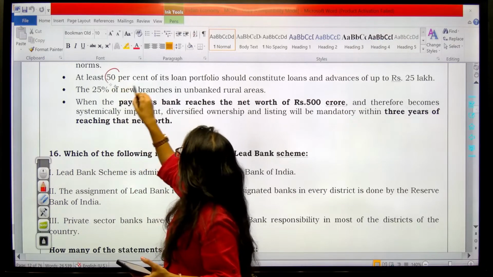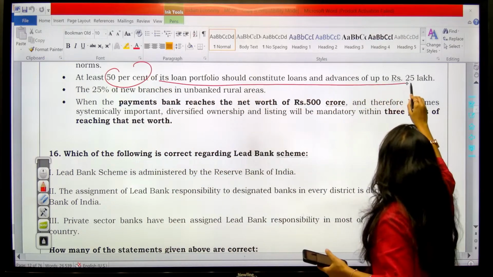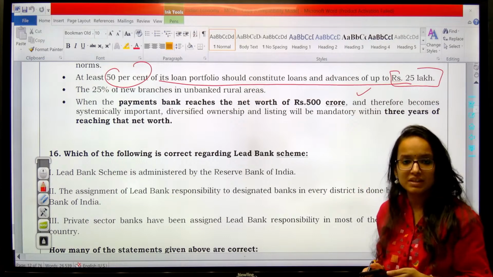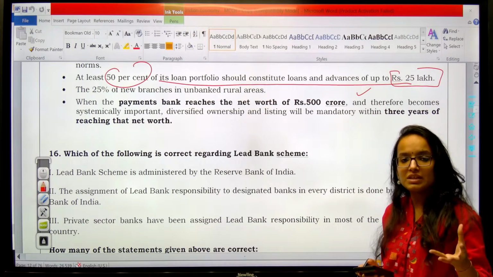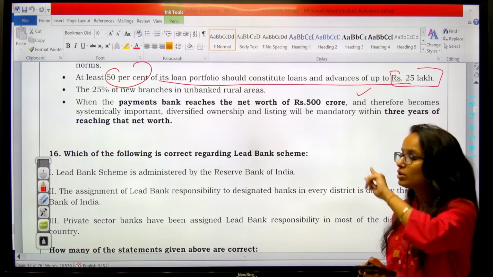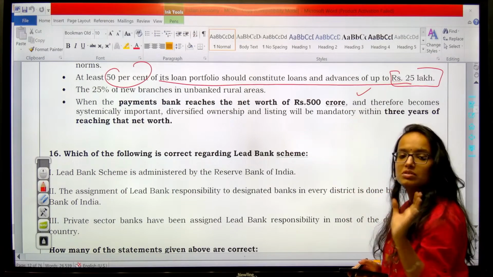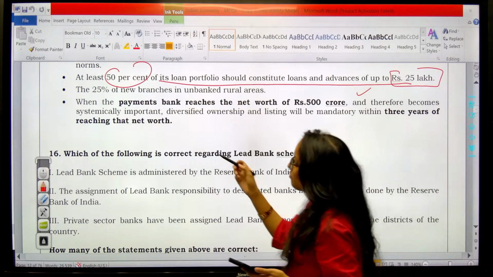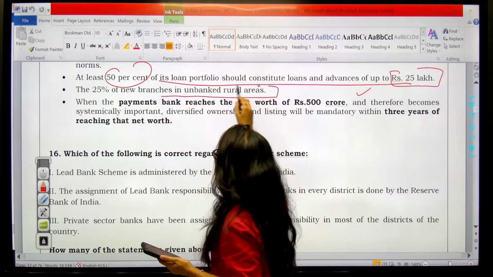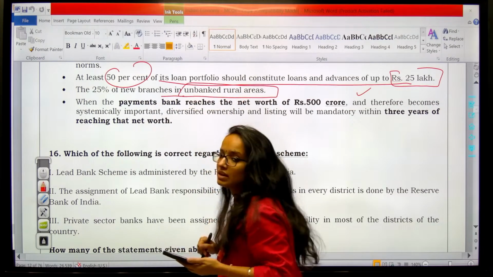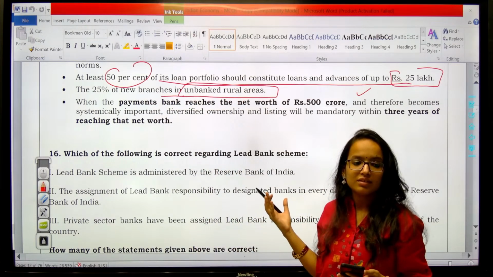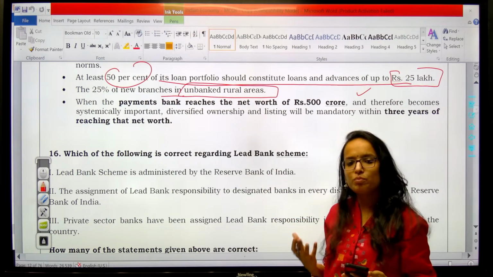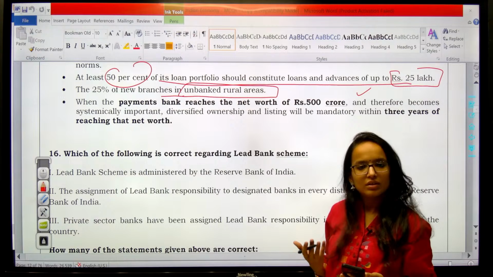Then at least 50% of its loan portfolio should constitute loans and advances up to rupees 20 lakh. So small finance bank, financial inclusion, you can all relate to these features. Their purpose is only this, right? Then 25% of new branches should be in the unbanked rural areas. Again, why should these branches be in the unbanked rural areas? To promote financial inclusion. Clear?